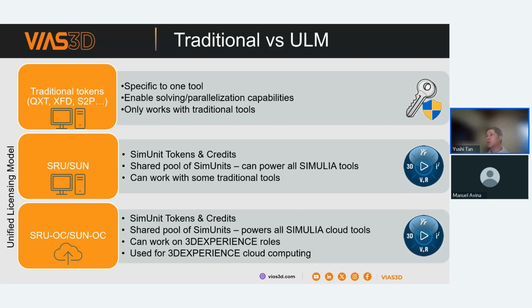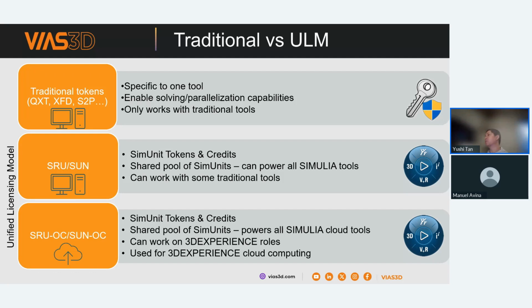Now, when it comes to SimUnit tokens and also SimUnit credits, it's using a different licensing. And that is on the unified license model, right? Using DSLS, the Dassault Systèmes License Service. And with this, it's basically a shared pool of currency, if you will, right? You can use that same SimUnits to power all the SIMULIA tools. Like I talked about previously in the slide, a lot of these tools under the SIMULIA banner can be solved using the same SimUnits. And you can, in a lot of cases, work with traditional tools as well.